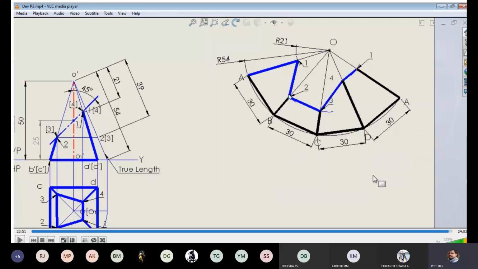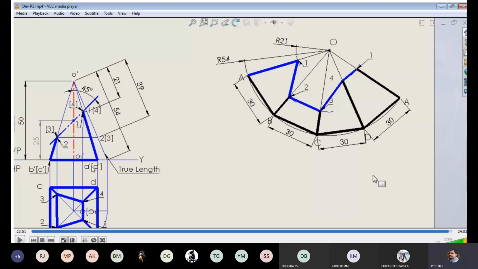Whereas these slant edges are cut at different heights. For this slant edge, the cutting plane is passing through here. For this slant edge it is passing at this distance, and if you take it on the corresponding true length of the slant edge, from here to here it will be 21. That means this is 21 and this is also 21. Next, if you take the corresponding length of this 3 2 on the true length, from here to here it will be 39.